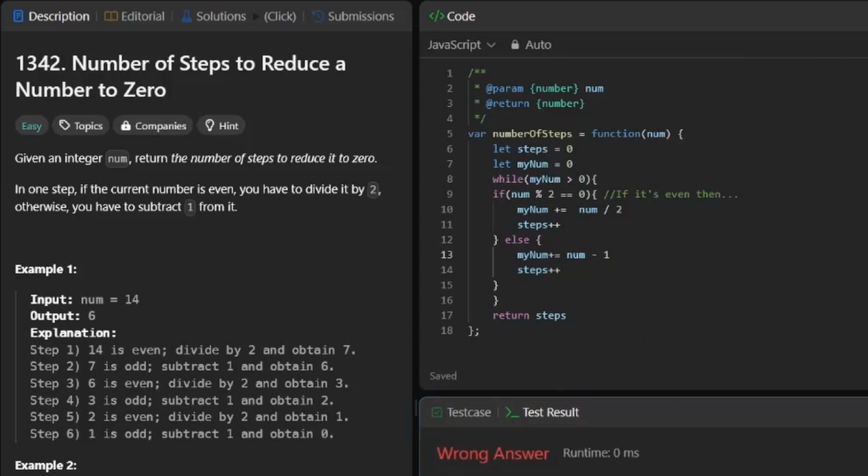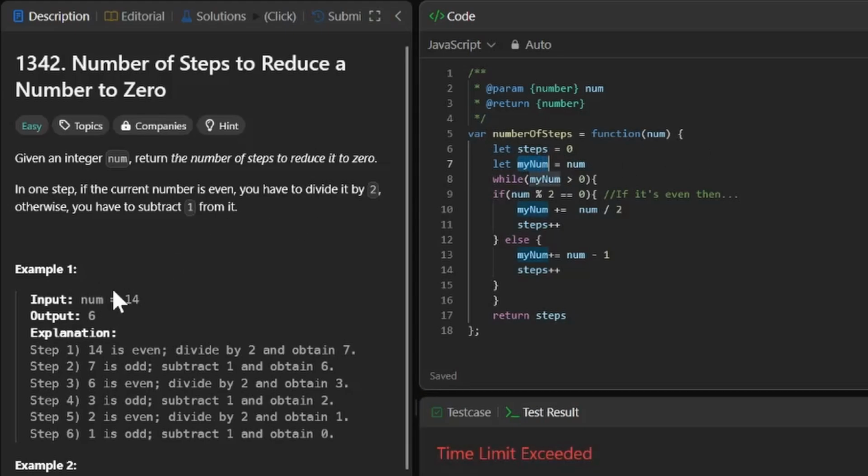Okay, let's think about what's happening. Input num 14, output 0, expected 6. So let's say 14 is the number. We declare variable steps is 0, my num is 0. Obviously from the start, my num should be set equal to the number that is given to us, because it can't start out as 0. So my num is equal to the number given, which is 14.